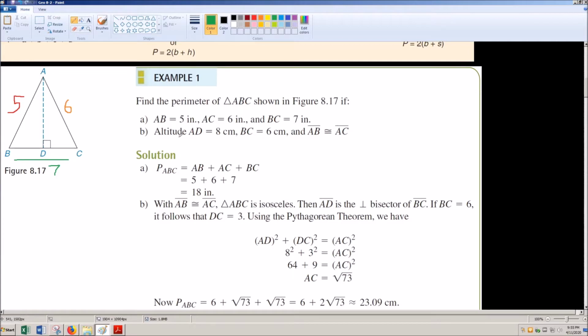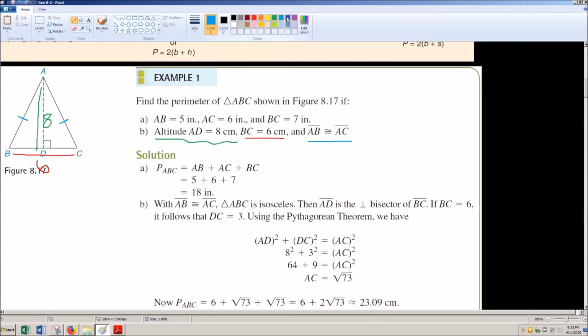So the next problem is a little bit more interesting because we have an altitude where AD is 8 here. So now I'm going to be looking at this as 8, and then I've got BC, which I'm told is 6. So along the bottom here is 6, and I'm also told that AB and AC are the same. So I'm going to put a little 1 tick here and a 1 tick here. As I look at this thing, I know this is a right angle. Since I'm given an altitude, I'm given a right angle intersection here, it's perpendicular.